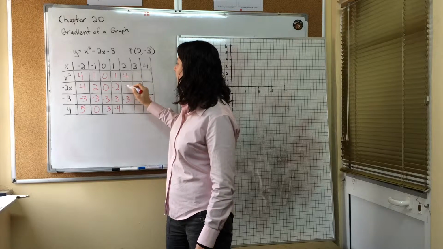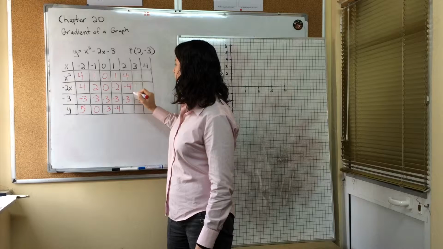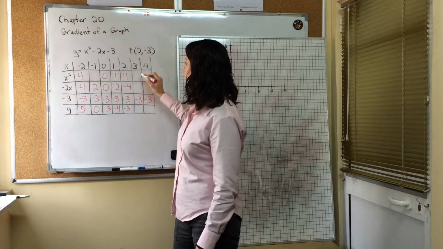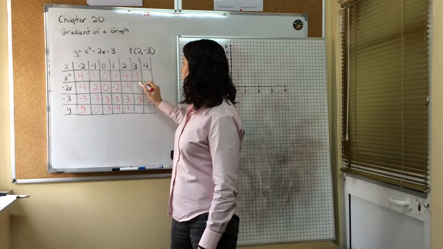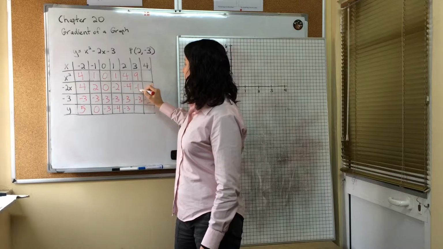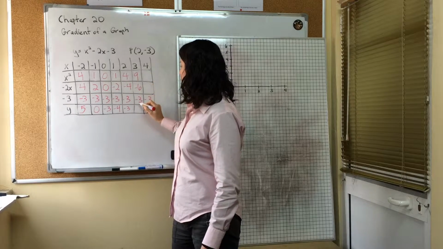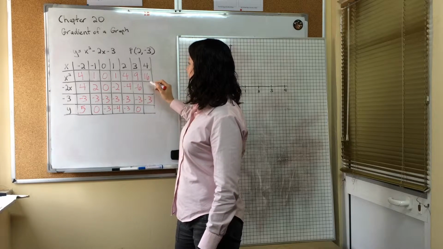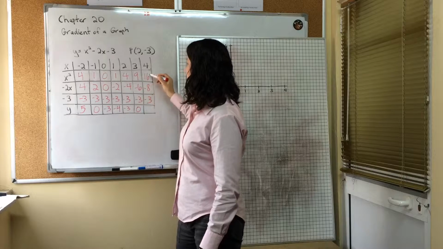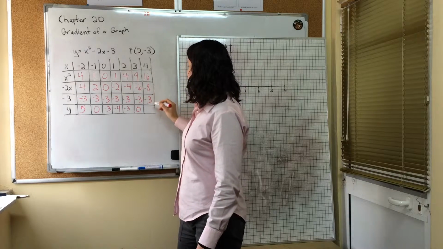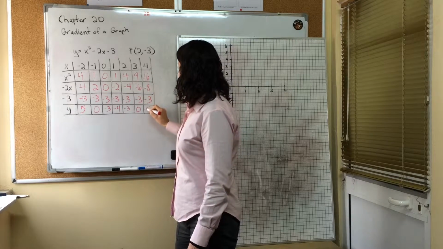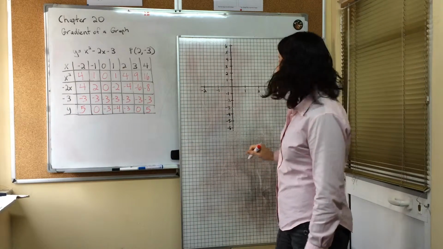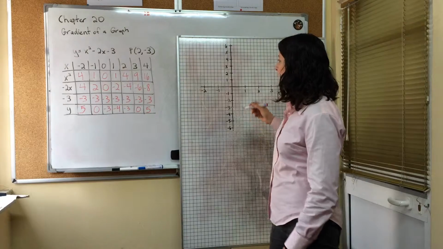2 squared is 4, -2 times +2 is -4, 4 minus 4 is 0, leaving us again with -3. 3 squared is 9, -2 times 3 is -6, 9 minus 6 is 3, minus 3 is 0. 4 squared is 16, -2 times 4 is -8, 16 minus 8 is 8, minus 3 is 5. So again, you see a typical quadratic looking table here. Then we go ahead and we'll plot the points.